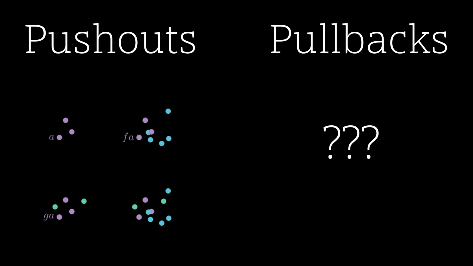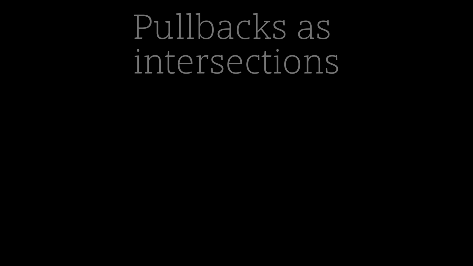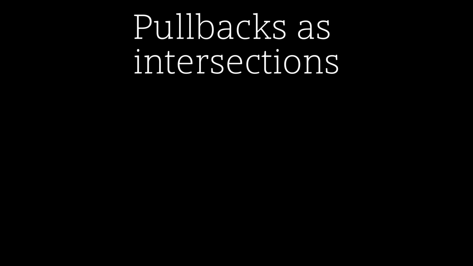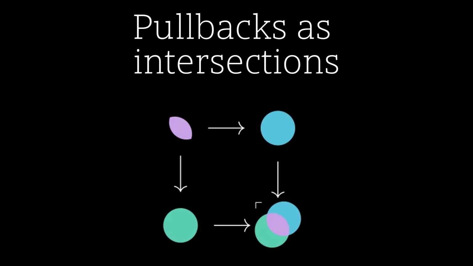First of all, if pushouts are like unions, then pullbacks are like intersections. Well, at least if the involved arrows are subobject inclusions. This diagram is a pushout diagram, but it is also a pullback diagram. This is a special, but quite common case that is useful to keep in mind.